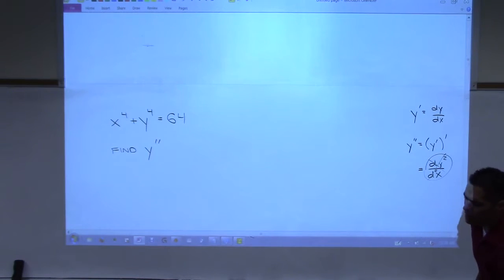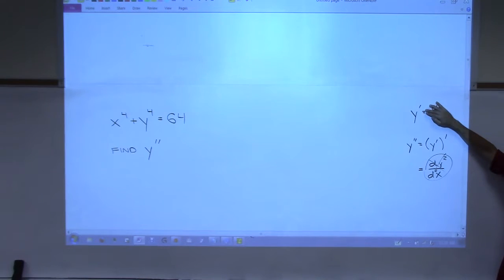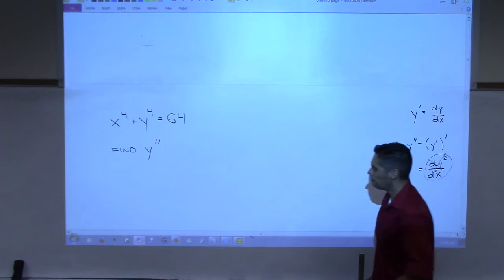Why is it important for me to tell you that what I mean by y prime is dy dx? Why is that important? That's right. What was the problem with the notation that we learned last class? That's right. You don't know with respect to what variable, right? We assume that it's with respect to x, which I'm telling you, yes, it is. All right? We are going to differentiate with respect to x.